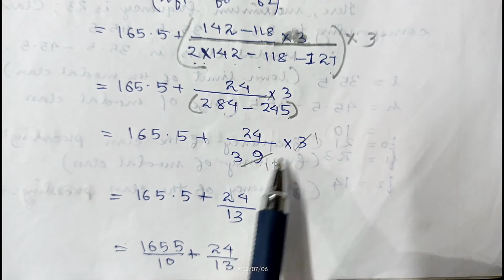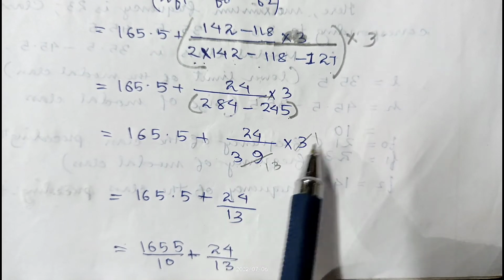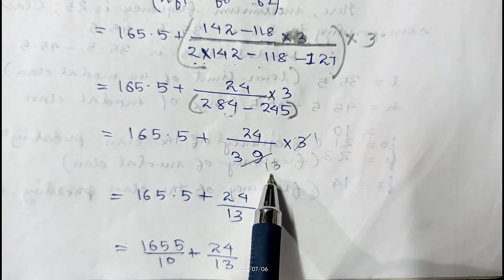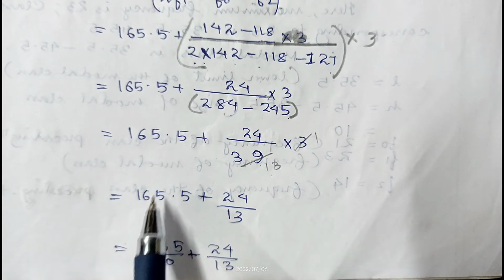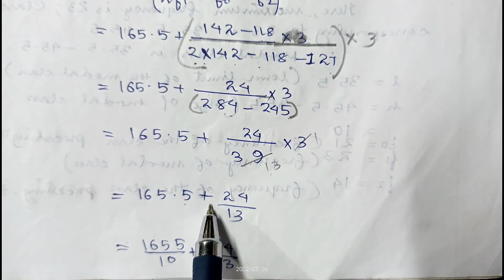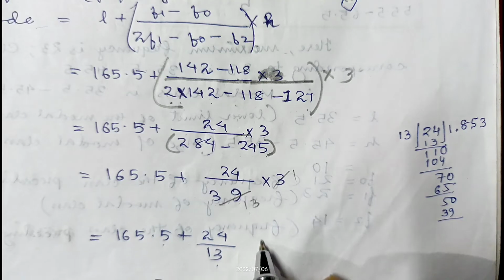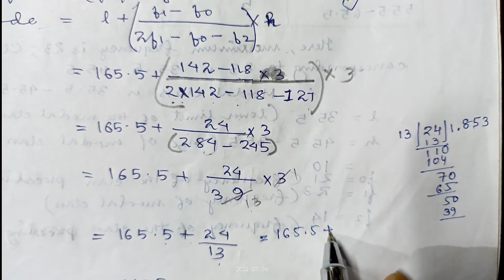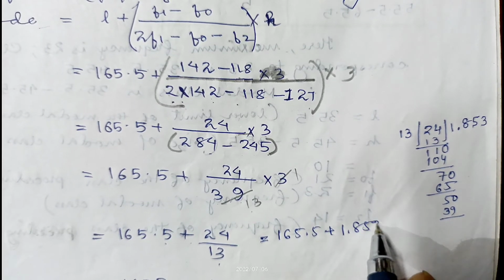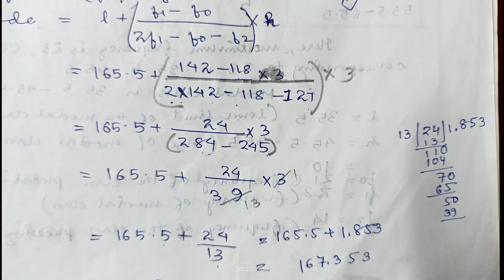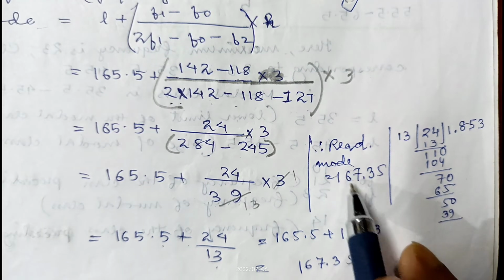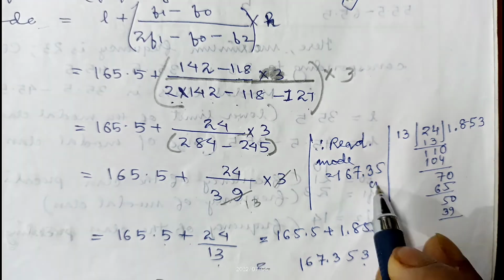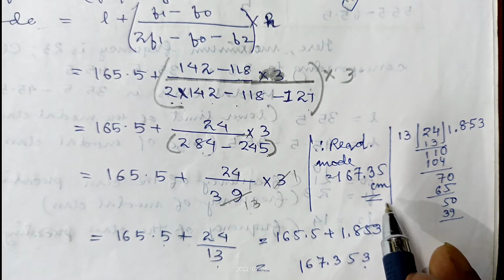Now this 3 and 39 can be cancelled. If I cancel 3 and 39, it will be 13. So we are left with 165.5 plus 24 by 13. So it will be 165.5 plus 1.853. If we add these two, it will be 167.353. Therefore, the required mode is 167.35 centimeters.